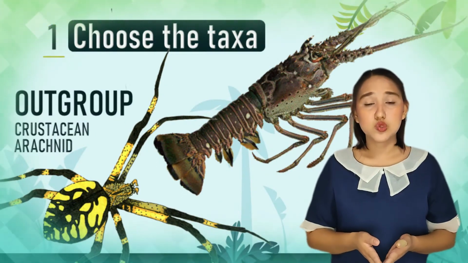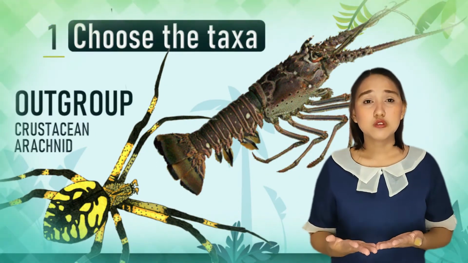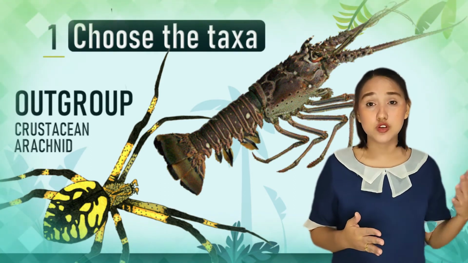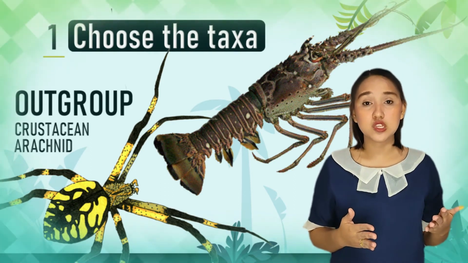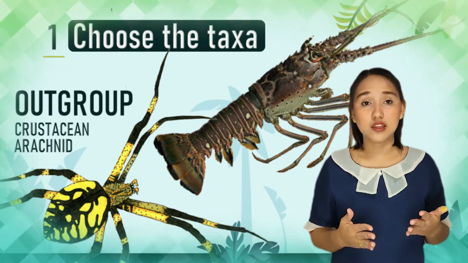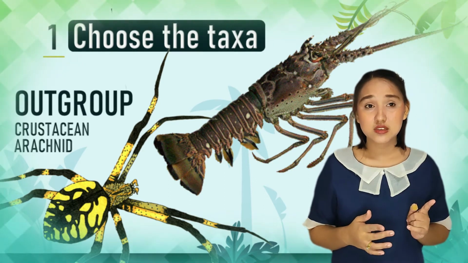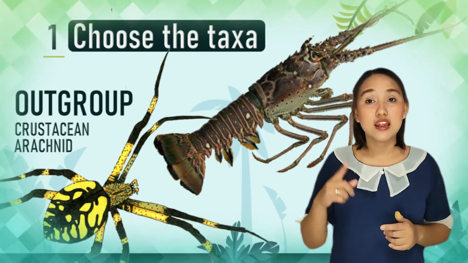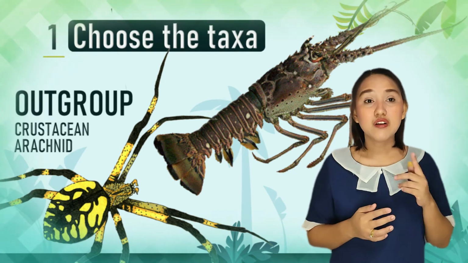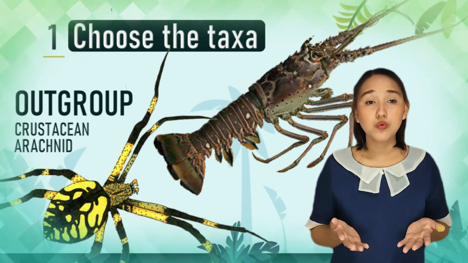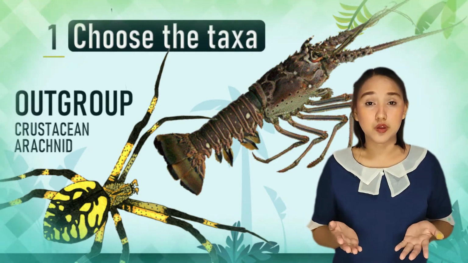You will also need to choose an outgroup. The outgroup is a taxon from an evolutionary lineage that is known to have diverged from the group that you choose to study, a taxon outside the clade of the other organisms. If you were studying insects, you might choose a crustacean like a lobster or an arachnid like the common garden spider, since, as we all know, they all belong to phylum Arthropoda.